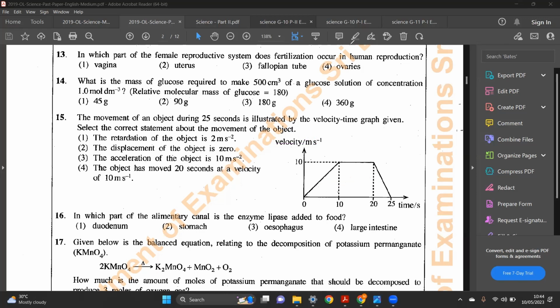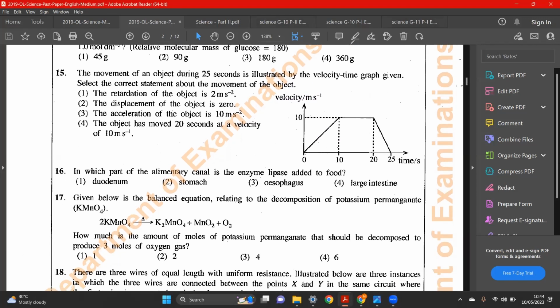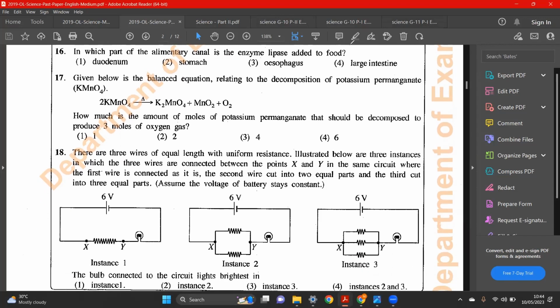Okay. Then the next question. In which part of the alimentary canal is the enzyme lipase added to food? So lipase, we know, is a particular enzyme that works on the lipids. So when it comes to food, you start it from the mouth, that is the buccal cavity. It travels through your esophagus, reaches your stomach. In the stomach, you don't have much digestion, but rather the food is sort of blended around and mixed with HCl and pepsin and all of that. But the main digestion happens in your small intestine, especially in the beginning part, the duodenum.